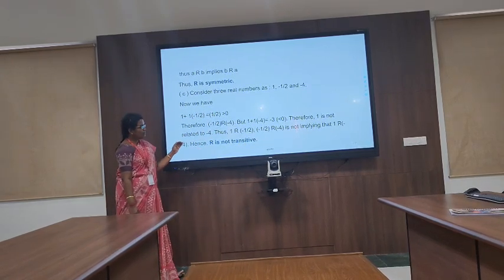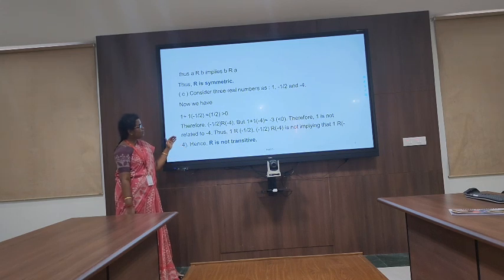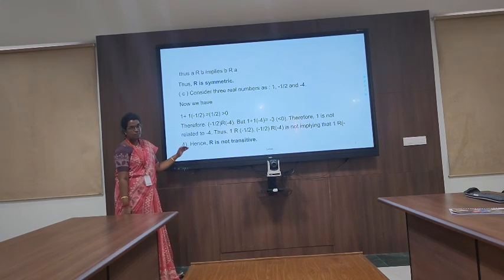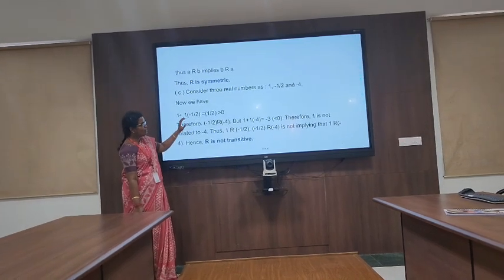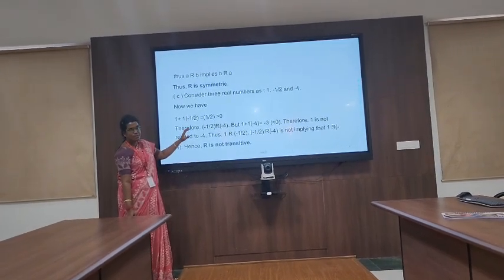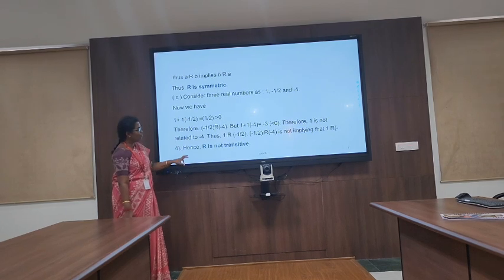So altogether R obeys reflexive, R obeys symmetric property, but R is not transitive. So this is a counter example where I can show the given relation doesn't obey transitive property.